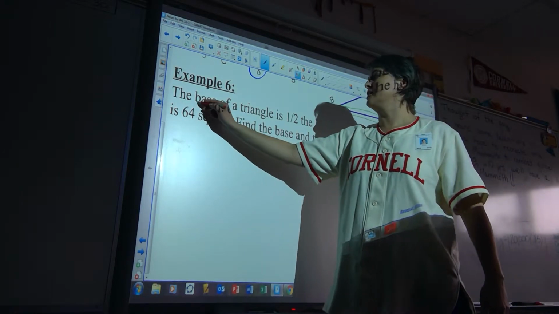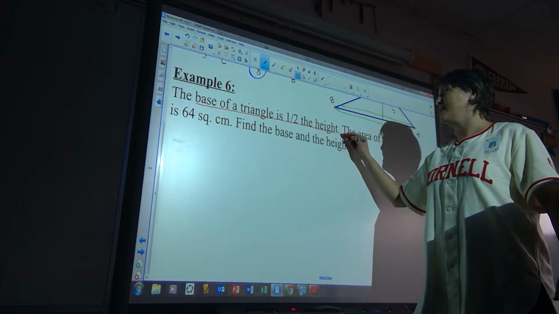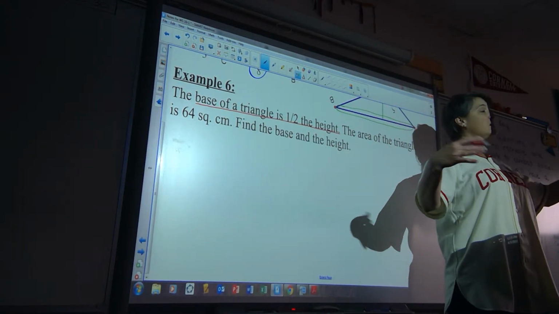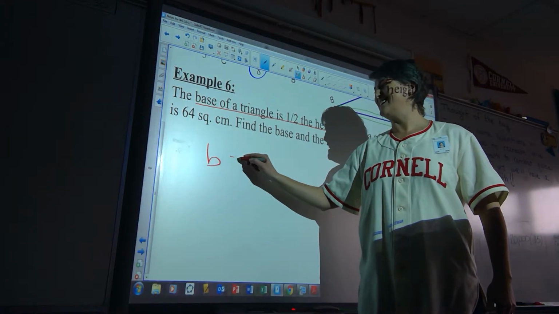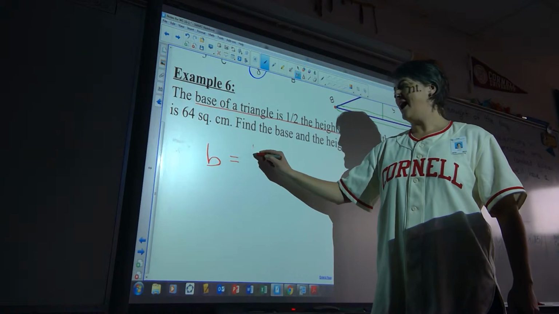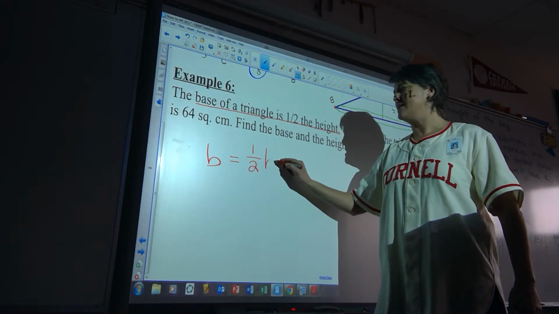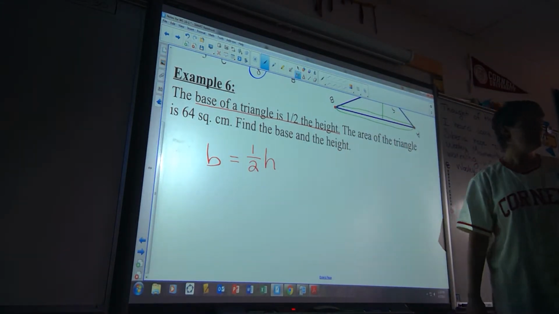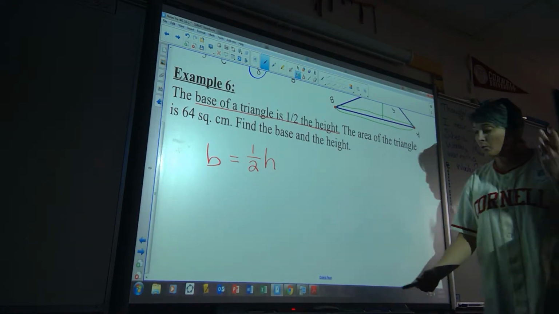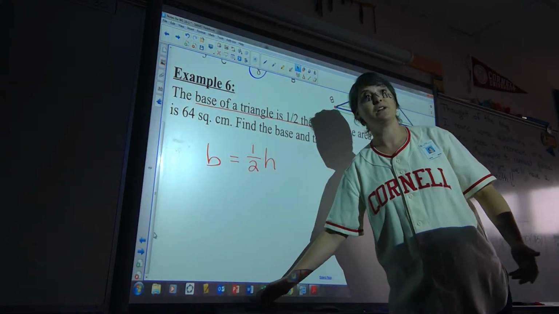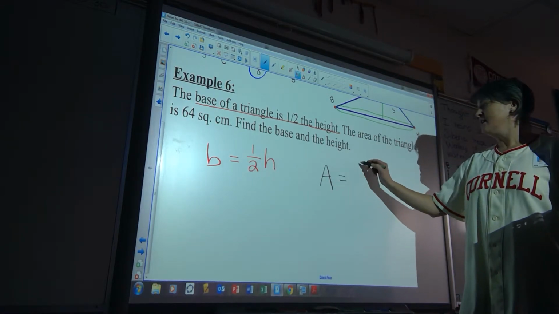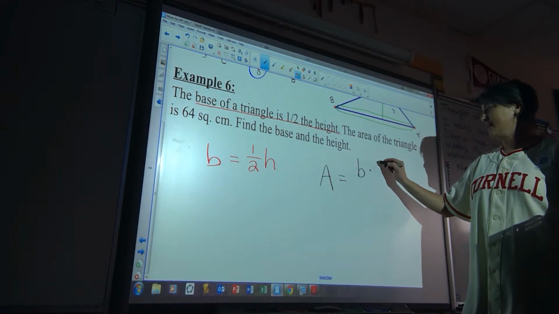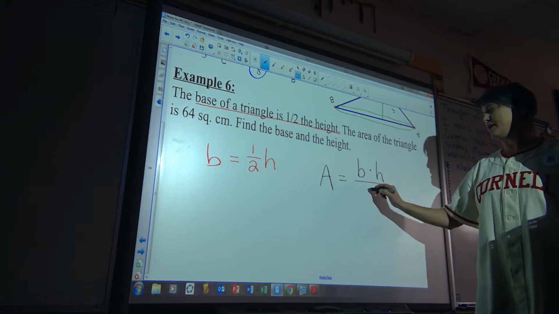So why don't we start here? The base of a triangle is half the height. Can we write an equation from that? Yeah. Okay, so base is half the height. Now, we know a formula for area. We know that area of a triangle is the base times the height divided by 2.